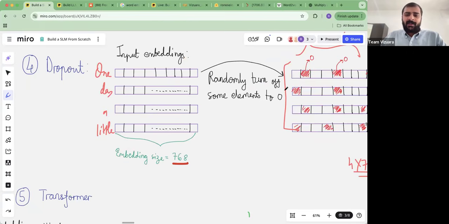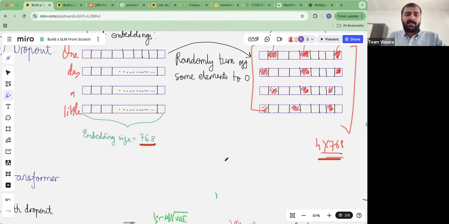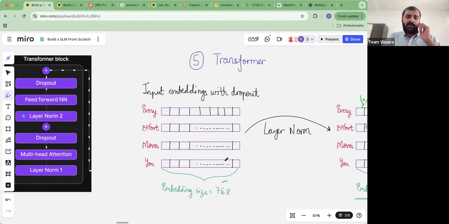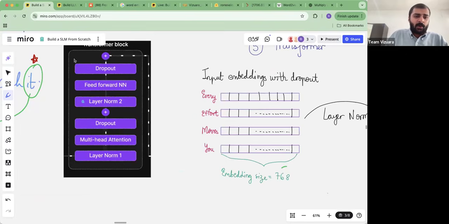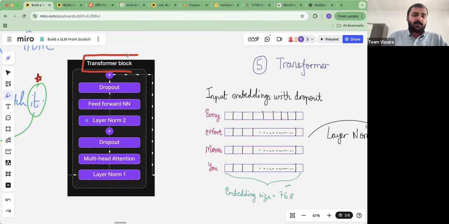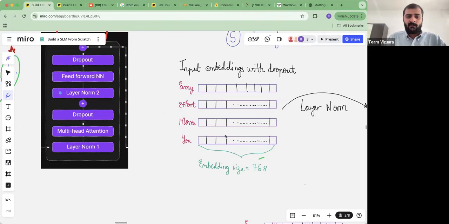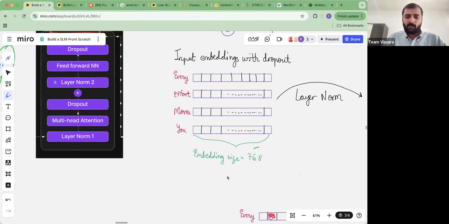This dropout actually does not change the size of the matrix. It still remains 4 by 768. And then we enter the processor block. Okay, this is how the processor block looks. The processor block is also called the transformer block. When we enter the processor block, we have a matrix whose size is 4 multiplied by 768.